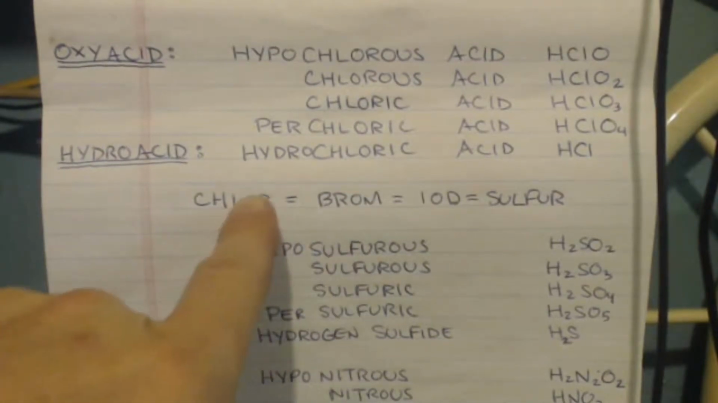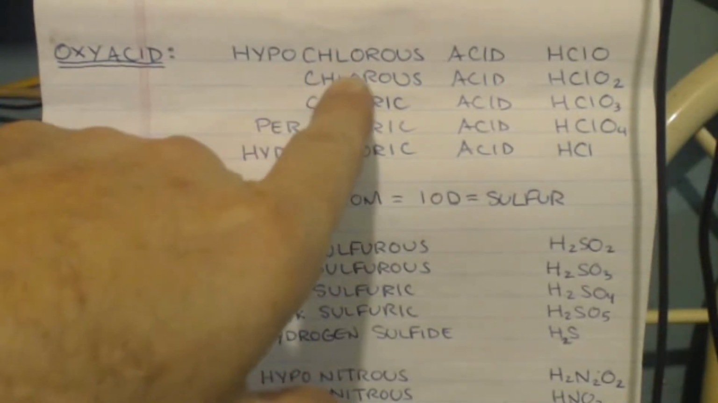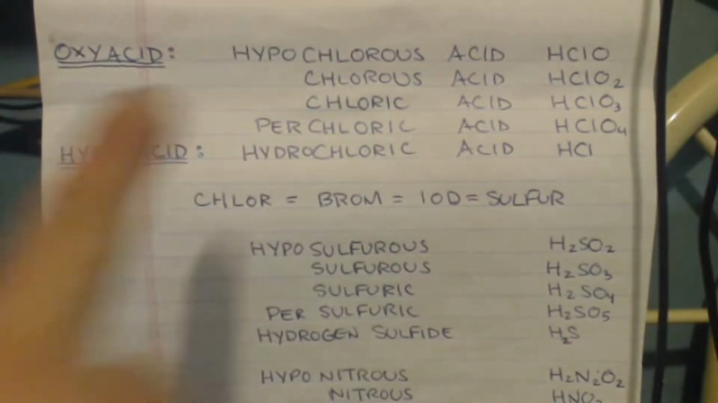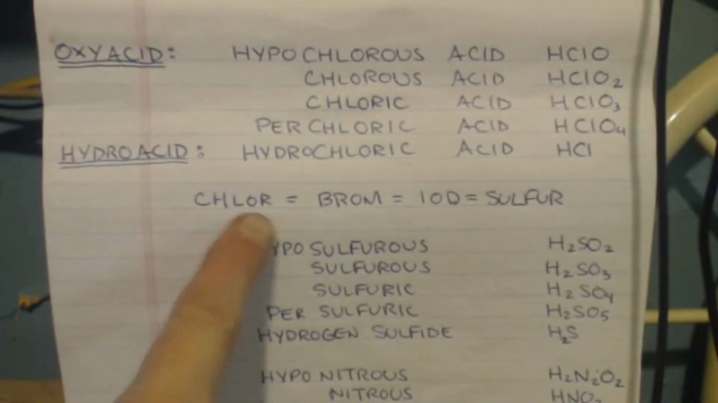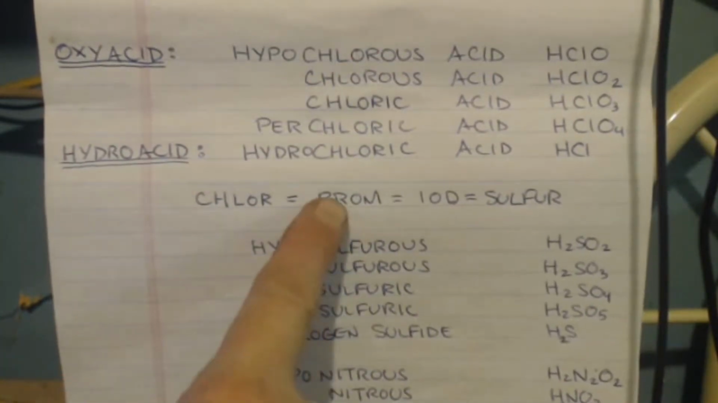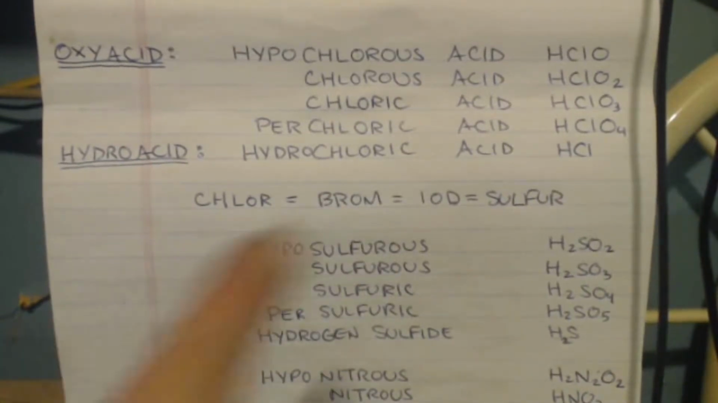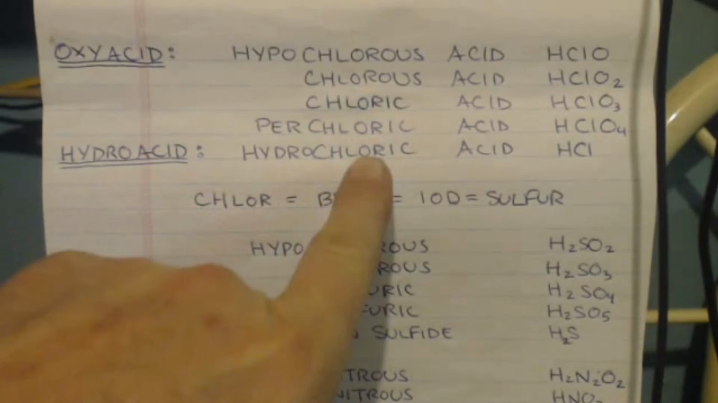Look at the next example, and also all you have to do, if this is iodine or bromine instead of chlorine, is take the CHLOR out of there. You take that out and you put BROM for bromine. If it's iodine, you put IOD for it. If it's sulfur, you put sulfur for it. It's that simple.